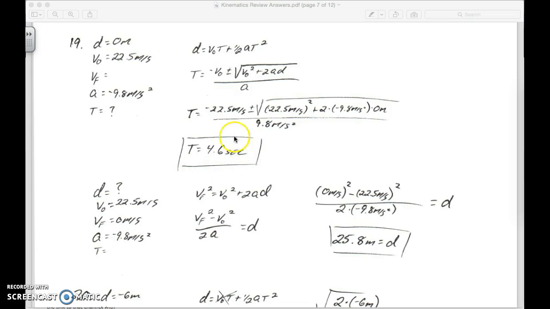So that's the total time it spends in the air. You will get 2 times for that. You get 4.6 seconds and 0. Obviously 0 is not correct, so 4.6 seconds is what we're going to go with.